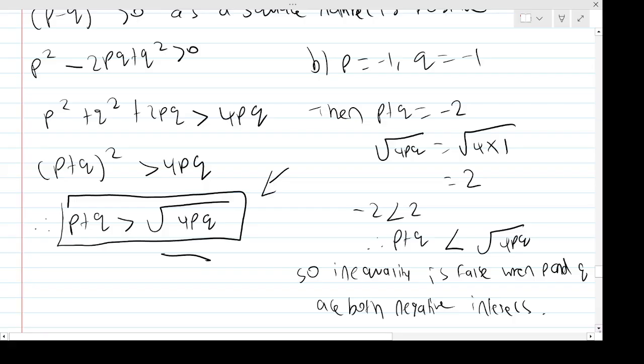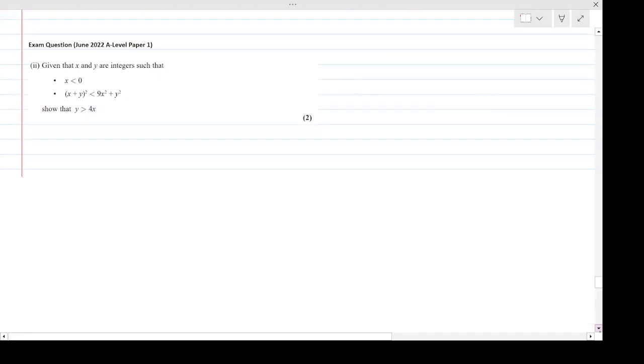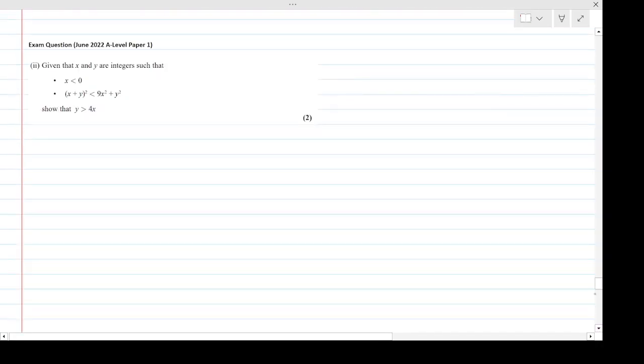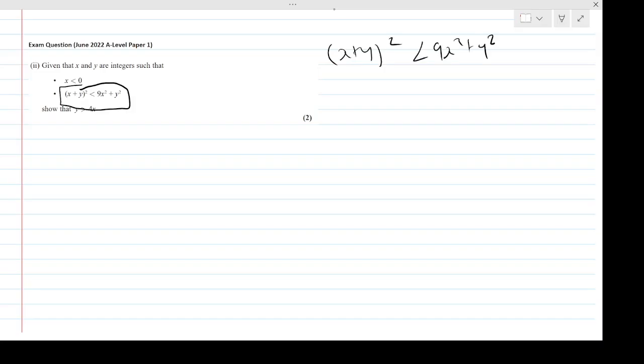Okay, I believe there's two more. So we've got some exam questions on this. Firstly, we are given x and y integers such that x is less than 0 and x add y squared is less than 9x squared add y squared. Show that y is greater than 4x. Okay, well, actually, they kind of helped us out here. They've told us this, so we probably should use this, right? x add y squared is less than 9x squared add y squared.